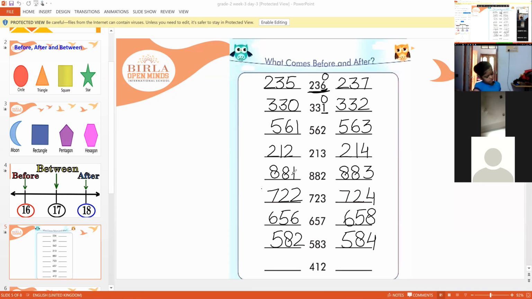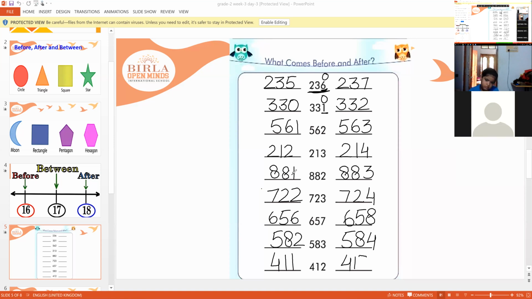Now, P. Kartika. Yes, ma'am. P. Kartika, tell me which number comes before 412? 411. Say 411. Very good. And which number comes after 412? 413. Very good. 413 comes after 412. Very good, P. Kartika. So, children, just check your answers quickly.